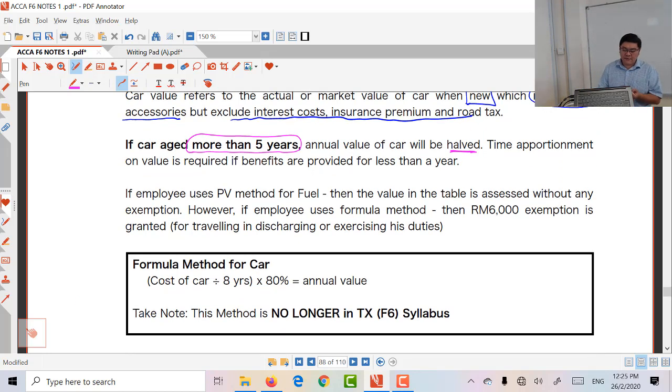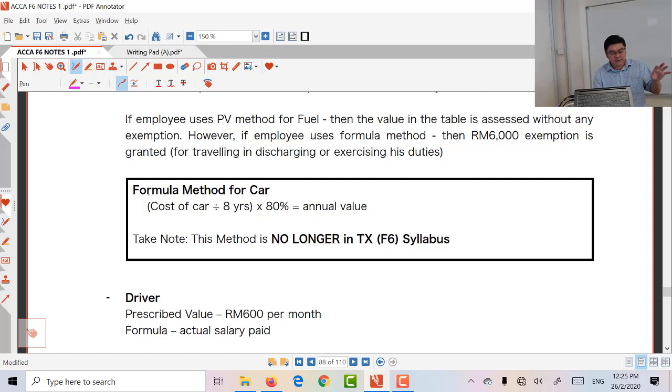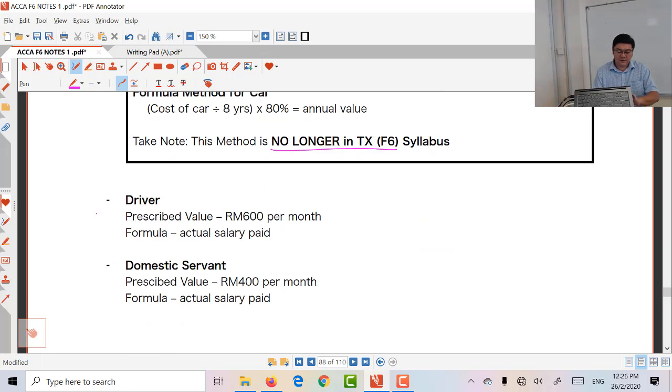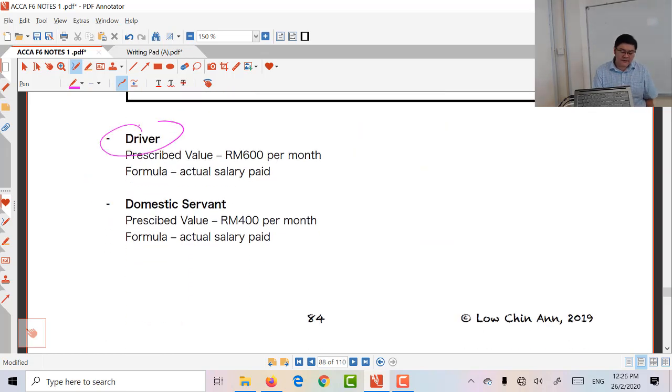Okay. So now we know the value for the car and the value for petrol. The formula method for the car is not in the syllabus anymore, so I won't discuss it with you. If you get a driver, the driver is at 600 a month. But if you're going to use the formula method, then you just use the actual salary of the driver, which then cannot be 600. What would the salary of a driver be? What do you think it will be?